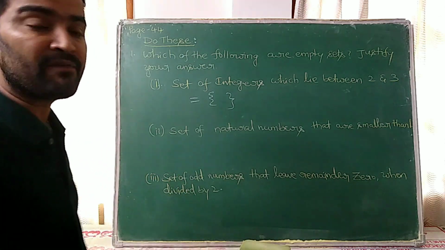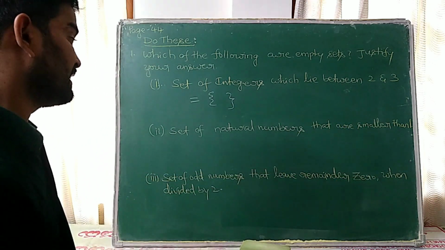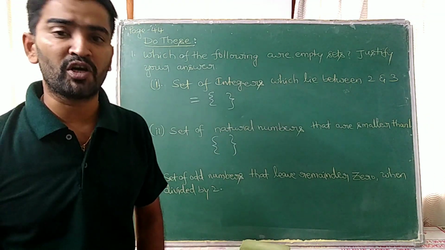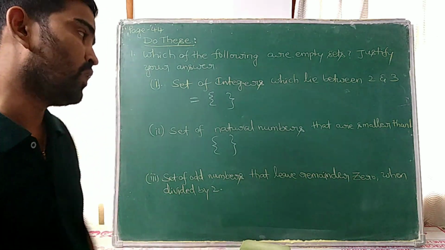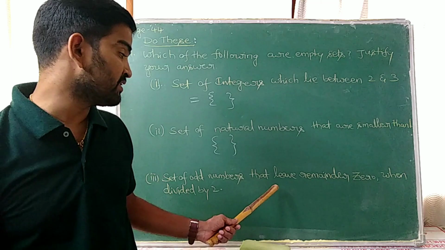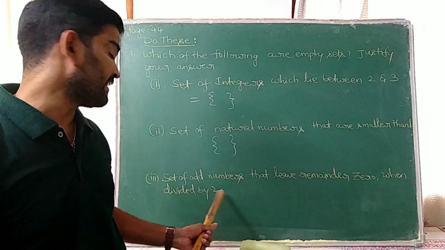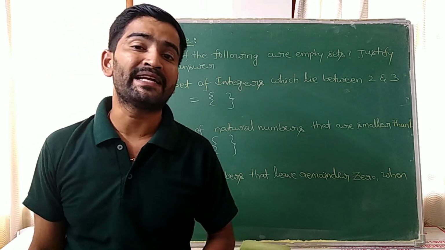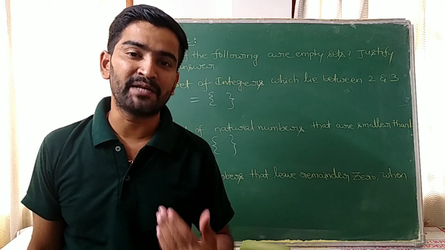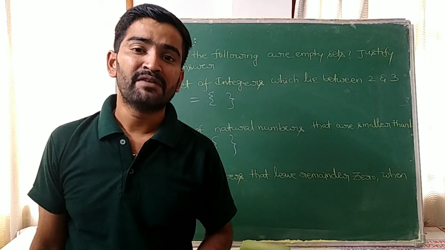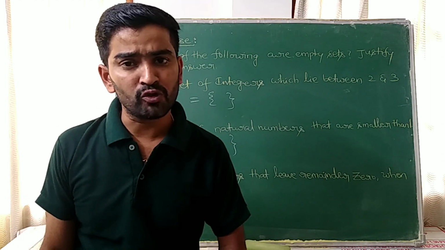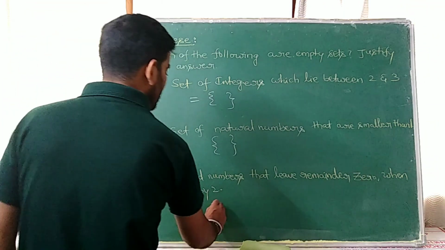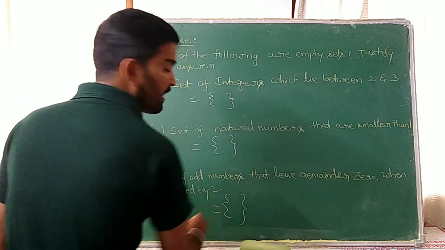Coming to the second question, the set of natural numbers that are smaller than 1. We know there is no natural number smaller than 1, because natural numbers start from 1. The third question is the set of odd numbers that leave remainder 0 when divided by 2. That means we have to write the odd numbers which leave remainder 0 when divided by 2. That's not possible. It's simply impossible, because odd numbers are the numbers which leave remainder 1 when divided by 2. There is no odd number which leaves remainder 0 when divided by 2. That's why it is also an empty set. I hope you understand this.